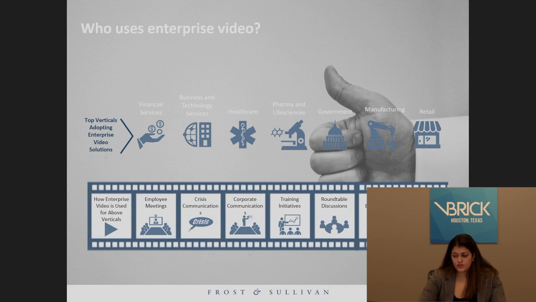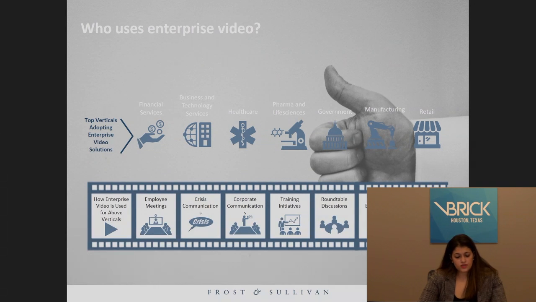Business and technology services firms are similarly a very early adopter of enterprise video. They form the second largest group of EVP clients. Large enterprises with global teams. Many of these business and technology services firms use video for CEO communications, corporate training, employee boarding, etc.